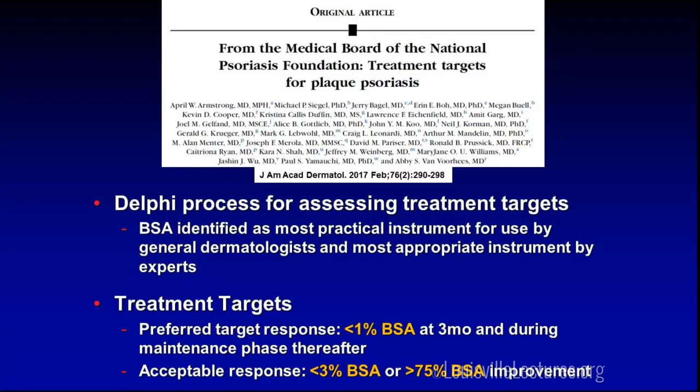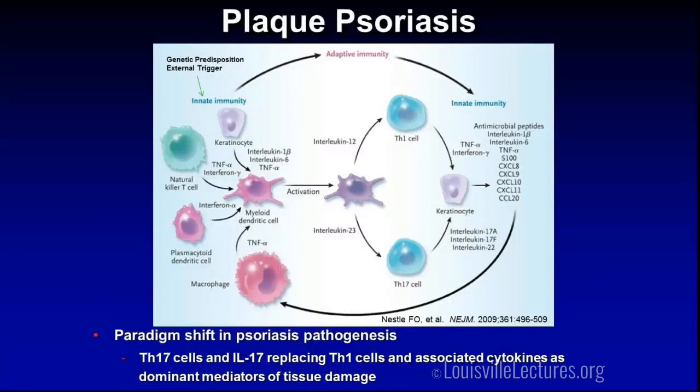Although they acknowledge that an acceptable response would be anything less than 3% body surface area or at least a 75% improvement in body surface area involvement. And these may change over time, but these are our treat-to-target goals. So that's pretty aggressive when you think about it. Less than 1 palm's worth of psoriasis on the patient is what the goal is, the recommended goal.